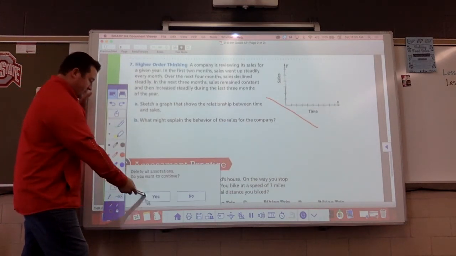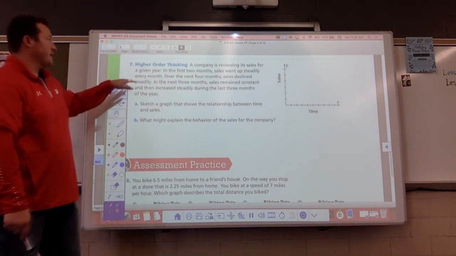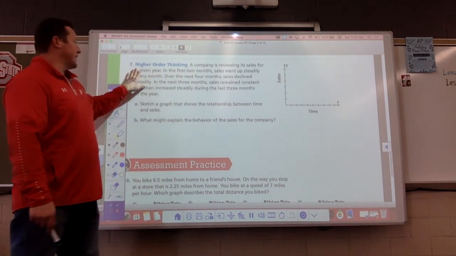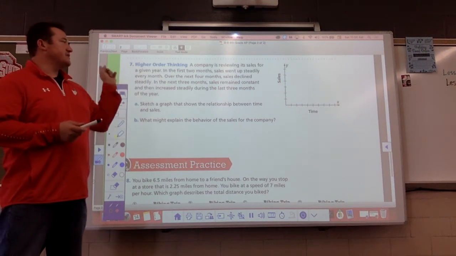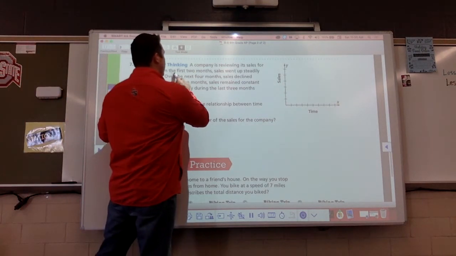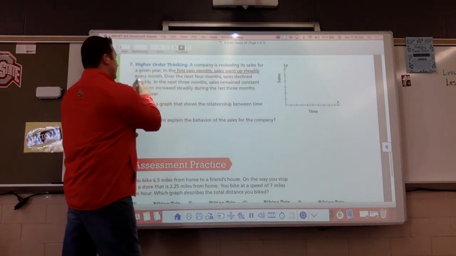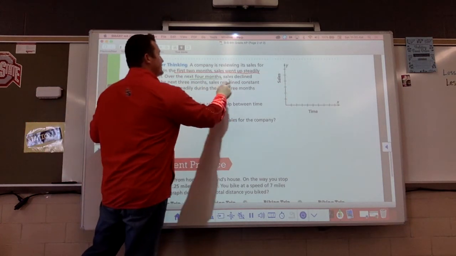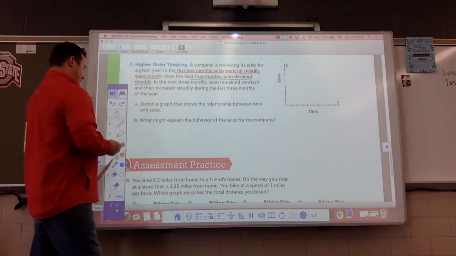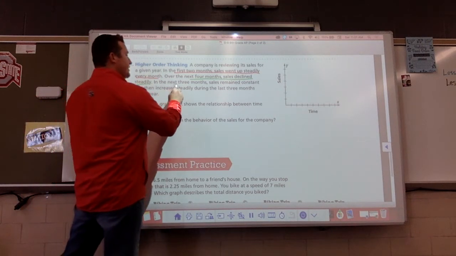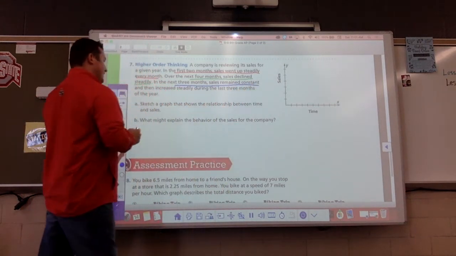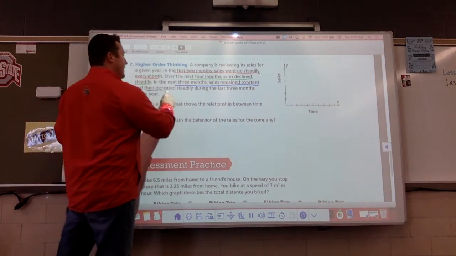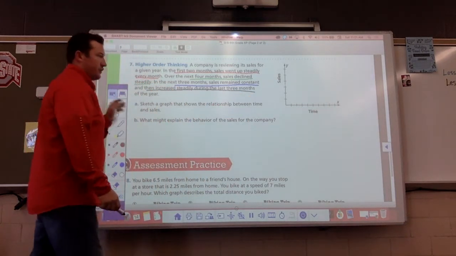Here we go. Man, we're just cruising right through this here. A company is reviewing its sales for a given year. In the first 2 months, sales went up steadily every month. Over the next 4 months, sales declined steadily. Okay? In the next 3, they were constant, and then they increased steadily during the last 3.